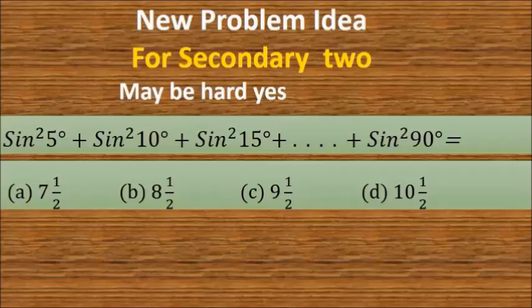Maybe it's hard, yes, but the idea is very nice. The problem is sine square 5 plus sine square 10 plus sine square 15 up to sine square 90 equals 7 and a half, 8 and a half, 9 and a half, 10 and a half. Choose one of them, A, B, C or D.